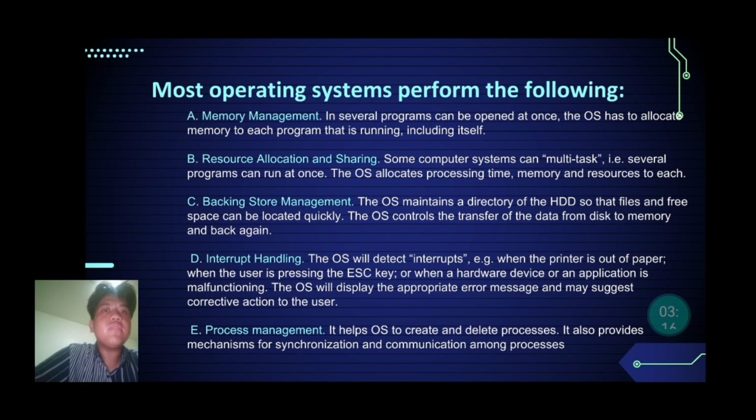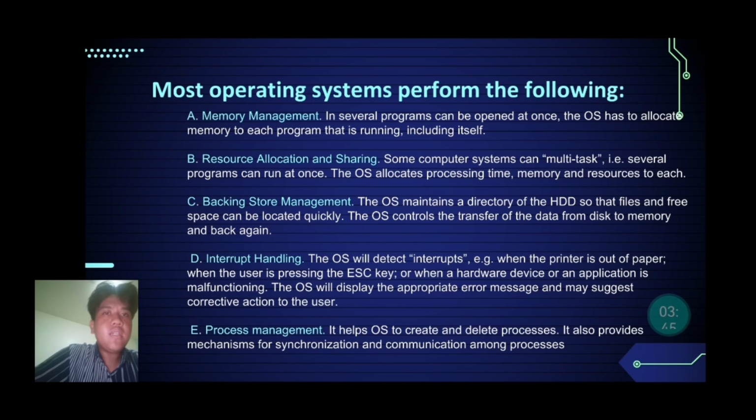Letter A, memory management. Ano nga ba ang memory management? Several programs can be opened at once on the OS, which allocates memory to each program that is running, including itself. Ibig sabihin nito ay the process of organizing and controlling RAM, random access memory, on the computer to make sure that the data and programs are given the space required for execution and effective use of the resources, avoiding conflicts and maximizing performance.